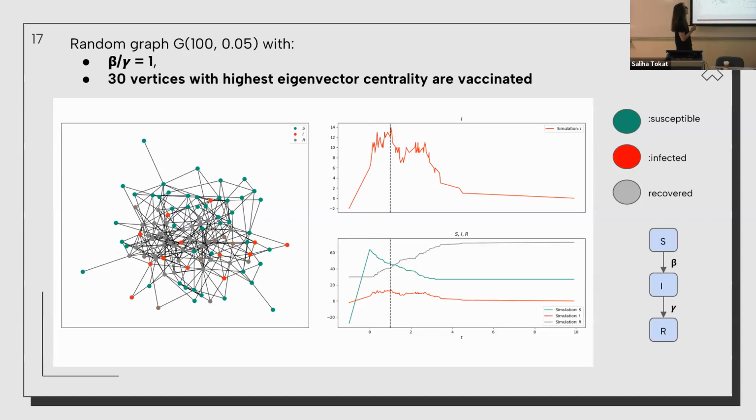In this case, the vertices with the highest eigenvector centrality are vaccinated. And once we look at that, there are about 20 to 25 people who do not get the disease, which is an increase of about 10 people, which shows that the model that we built actually gives us a strategy for how we should do vaccination in the population.